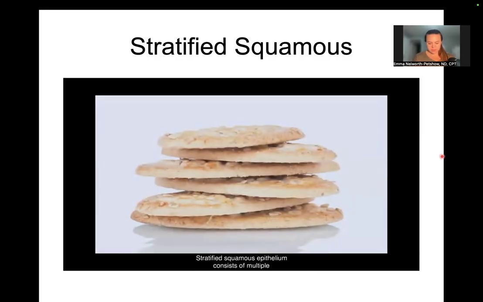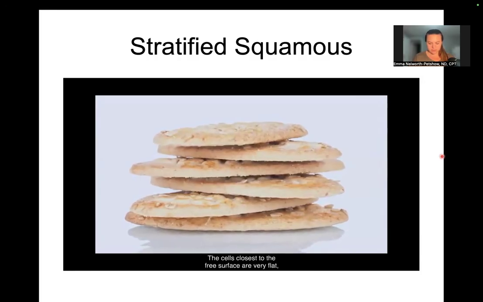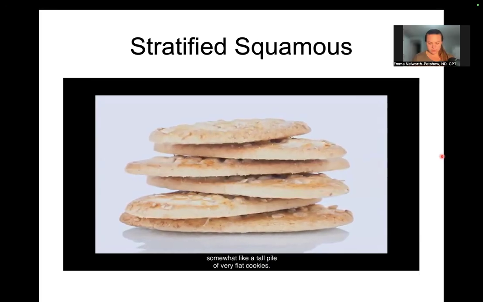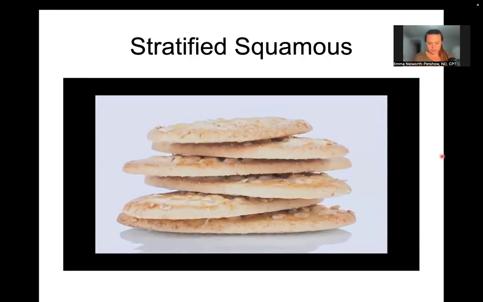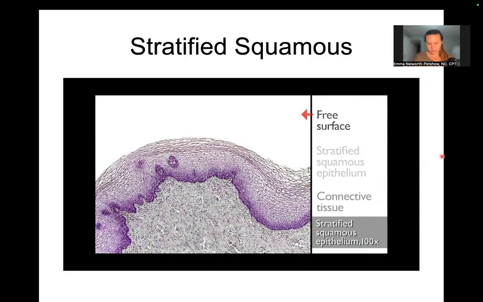Stratified squamous epithelium consists of multiple layers of cells. The cells closest to the free surface are very flat, somewhat like a tall pile of very flat cookies. Stratified squamous epithelium is found in areas of the body subject to friction, where it can provide protection to the underlying tissue. Stratified squamous epithelium is always situated between a free surface and connective tissue.